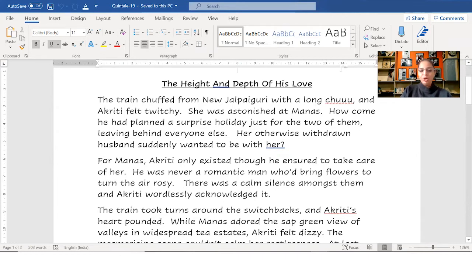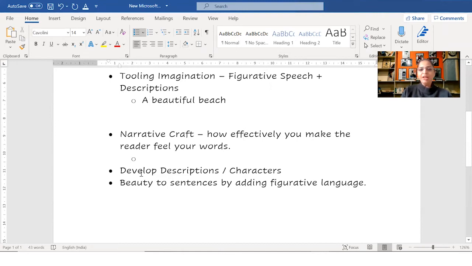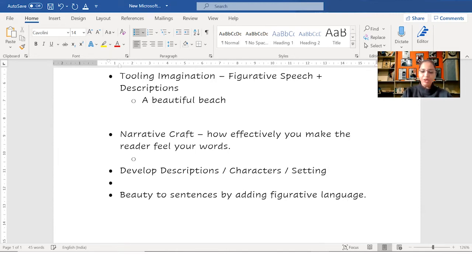Now, what are you trying to describe here? You are trying to describe the life of a woman whose husband is not interested in her, right? You are developing the characters, Akriti and Manas. So this is what you call developing descriptions and characters. And then the train chugged off with a long chew. What are you trying to do? You are showing that the train has left the station. And this is called a setting: the place where a story is taking place, or where your writing is taking place, is called setting.